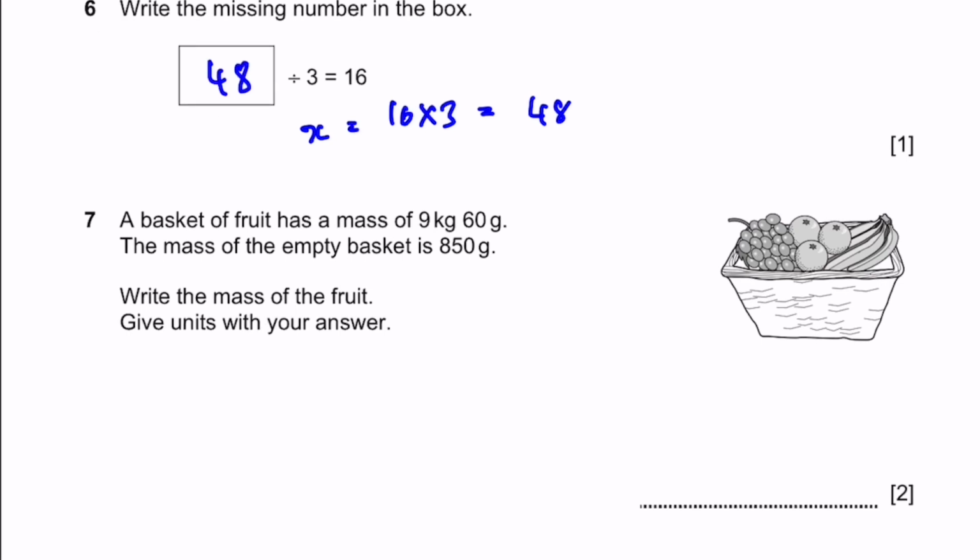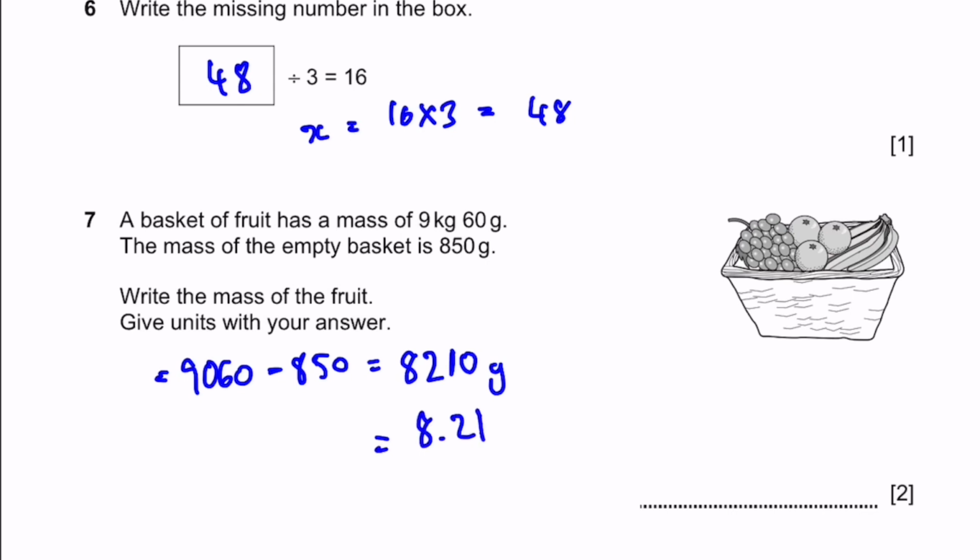Question 7. A basket of fruit has a mass of 9 kg 60 grams. The mass of the empty basket is 850 grams. Write the mass of the fruit, give units with the answer. So 9 kg 60 grams is equal to 9,060 grams. We subtract 850. That becomes 8,210 grams. And that's the mass of the fruit. So we can write it as 8,210 grams, or we can write 8.21 kilograms. Both of them are acceptable. You just have to give the correct units with the answer. I shall write 8.21 kilograms.